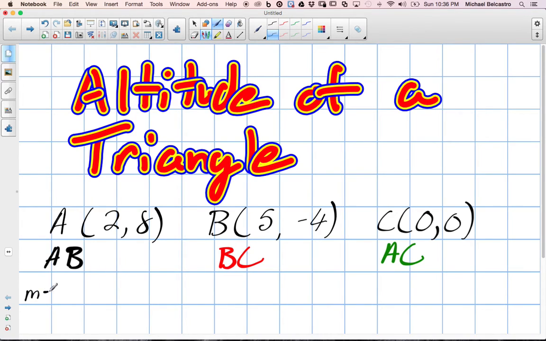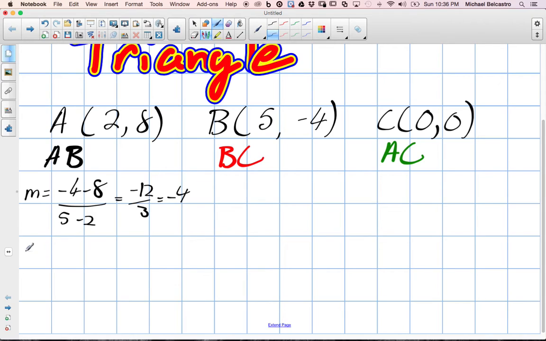So for AB, let's find the slope. Slope is usually denoted by m. We'll take -4 subtract 8 over 5 subtract 2, which gives us -12 over 3, which is -4. In order to find the negative reciprocal of that, we'll put that as a fraction, and a line perpendicular to this would have slope positive 1 over 4. So we know our altitude would be y equals 1 over 4 x plus b. We don't know b yet.